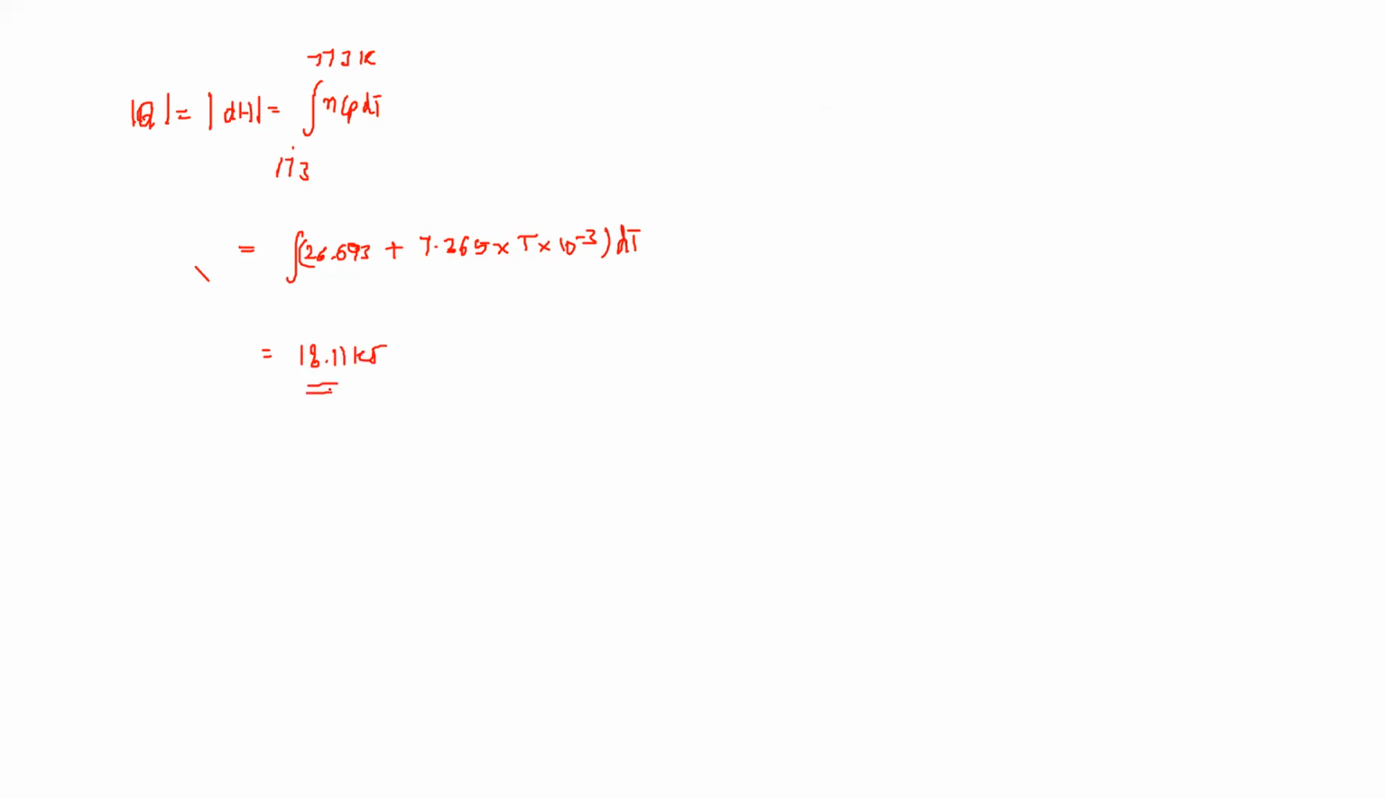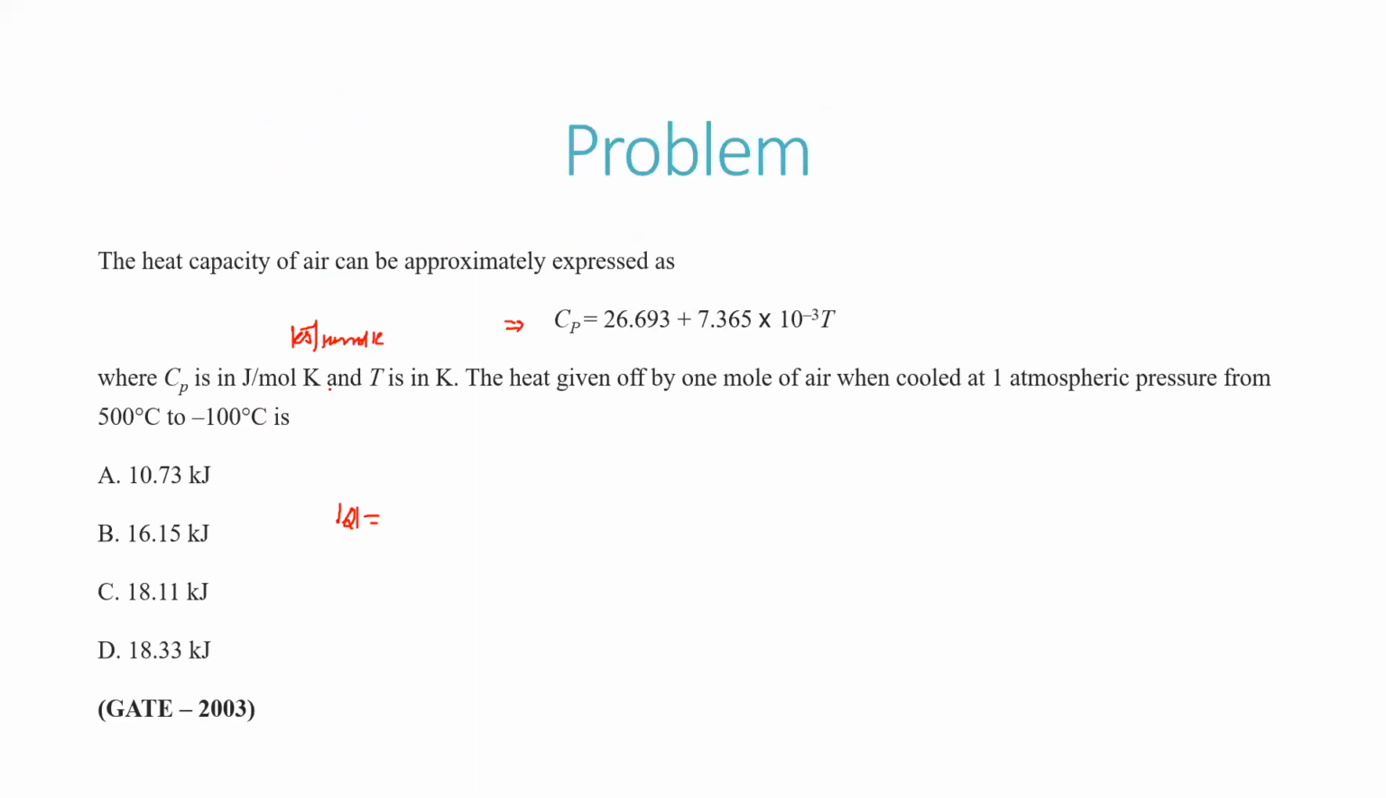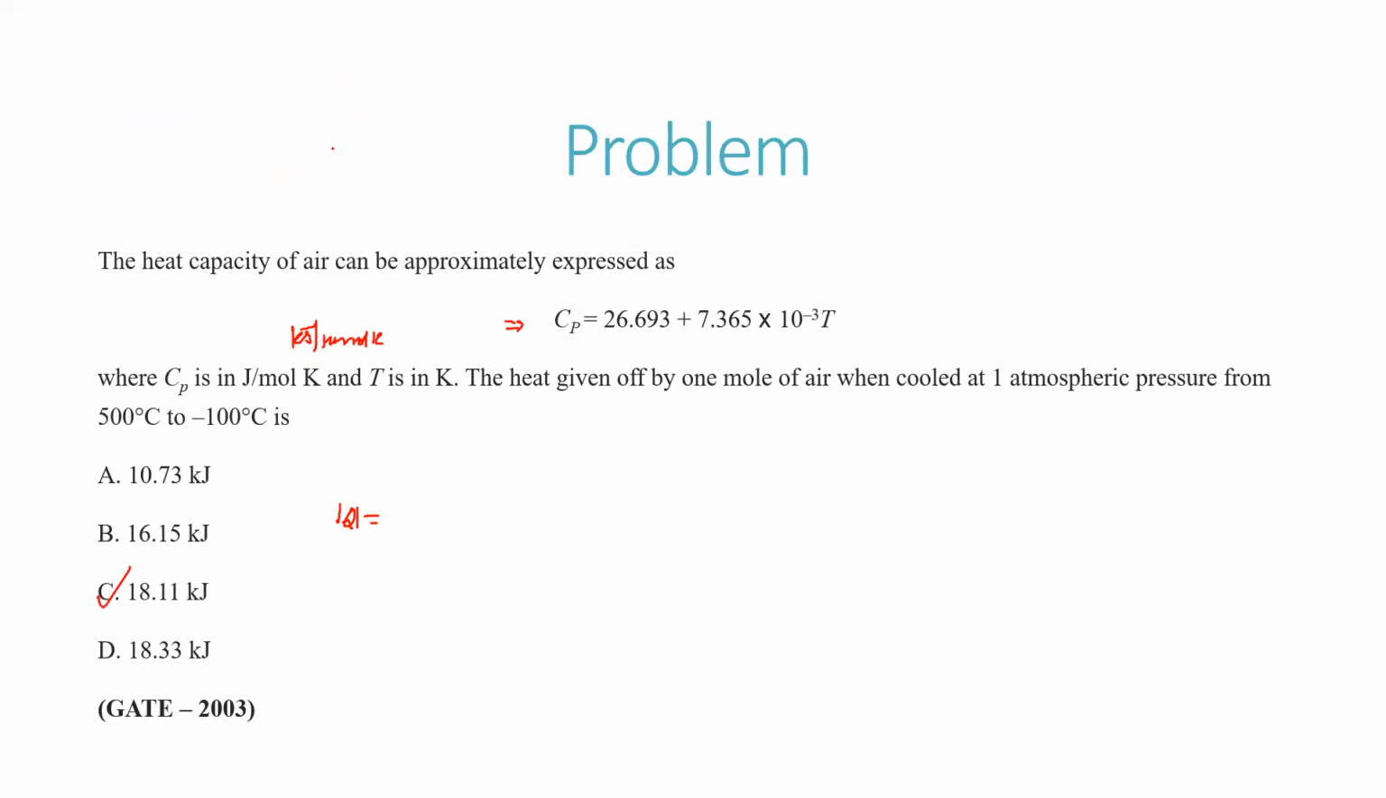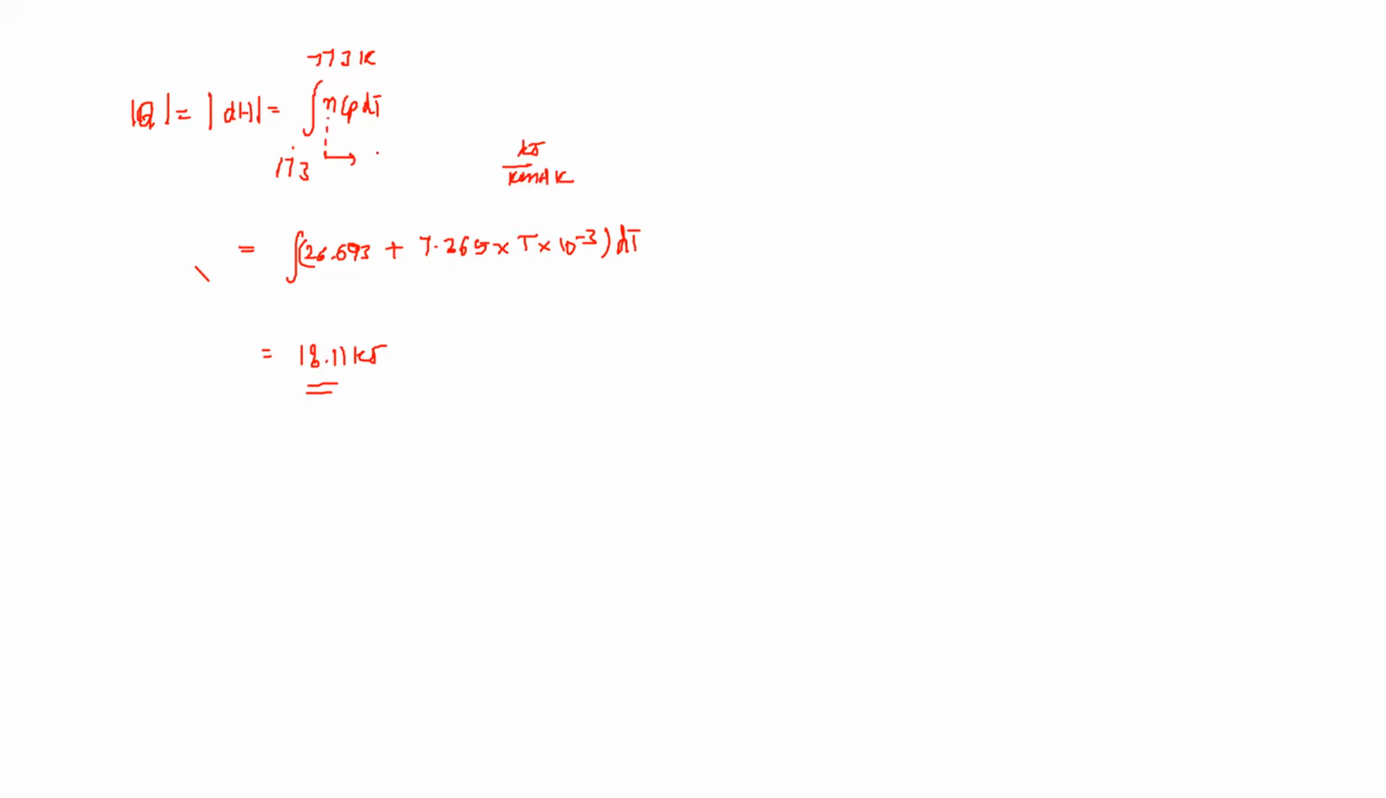All right, 18.11 kilojoules. So on the basis of that, this becomes our answer. All right, keep this in mind that n over here, since over here Cp is in kilojoule per kilomole Kelvin, and they have given 1 mole, right? 1 mole, and n you need to take in kilomole, right? So n is going to be 1 into 10 to the power minus 3 kilomole.